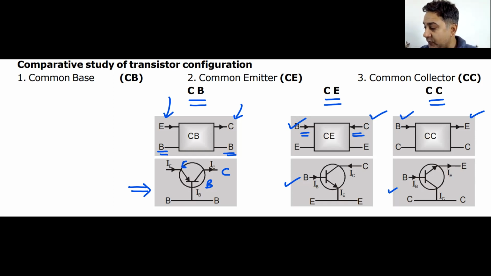Now we come to the part where numericals come in. Since I have three types of amplifiers: common base, CB, common emitter, CE, and common collector, CC, we have three categories of formulae. Shall we move on to those? Yes, sir.